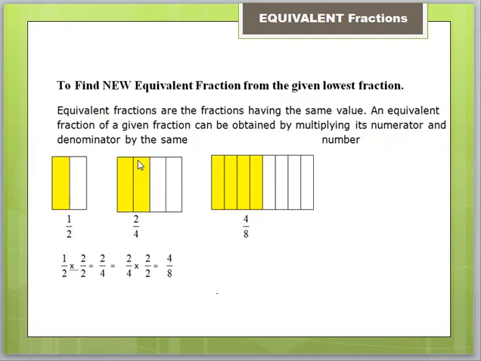By checking these pictorial forms, we see how it is to be represented. So equivalent fractions are fractions having the same value, and equivalent fractions of a given fraction can be obtained by multiplying its numerator and denominator by the same number. Before moving on to the calculation part, we will simply understand what can be understood by these figures.